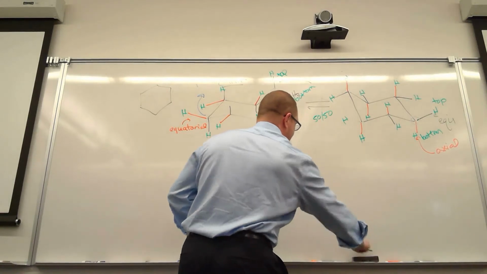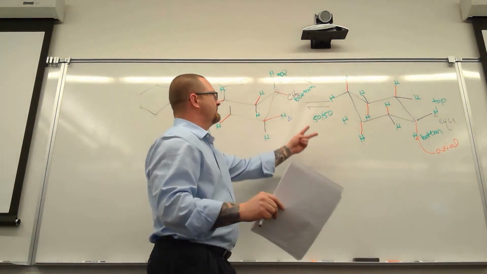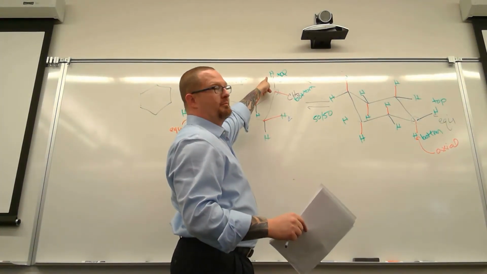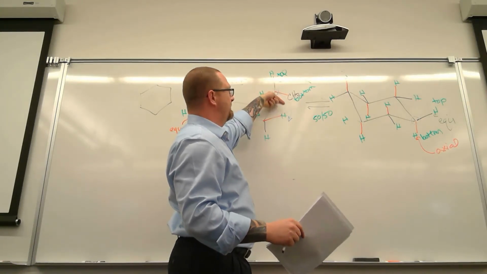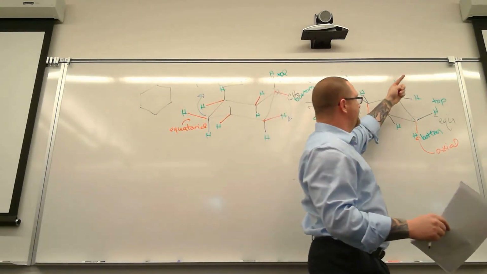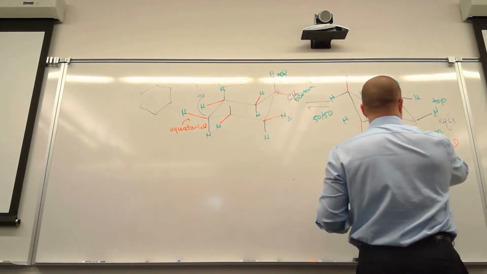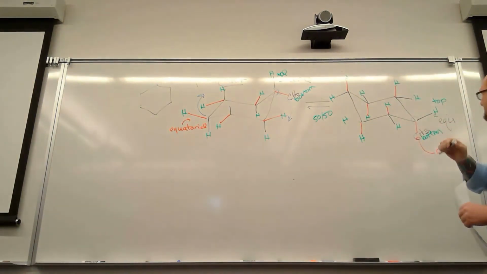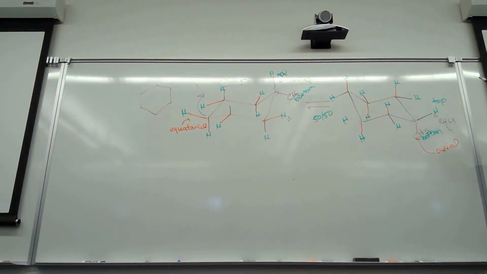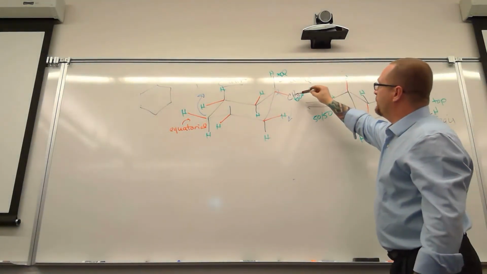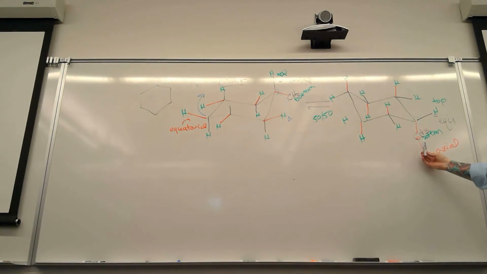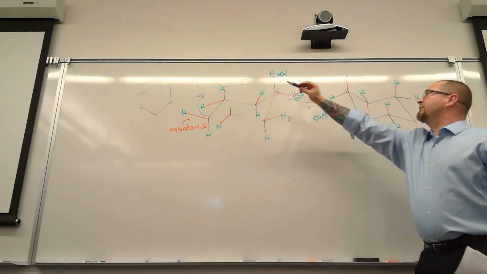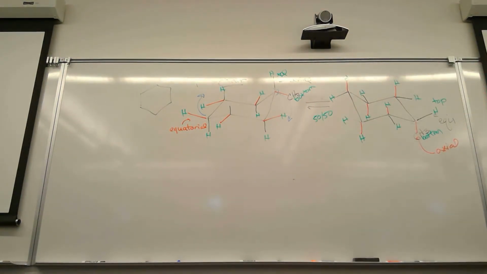So don't freak out. Top one stays top. Bottom one stays bottom. Top one's top. Bottom stays bottom. The difference is that what was equatorial is now axial. What was axial is now equatorial. And the reason this matters is because of 1,3-diaxial interactions.